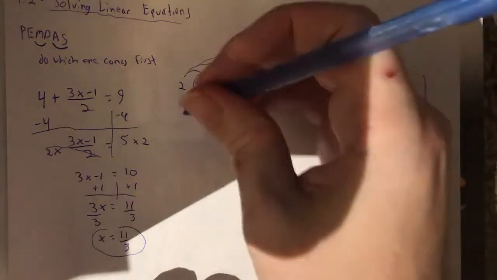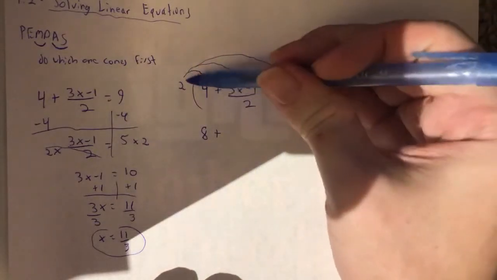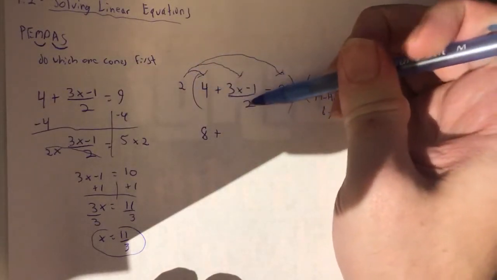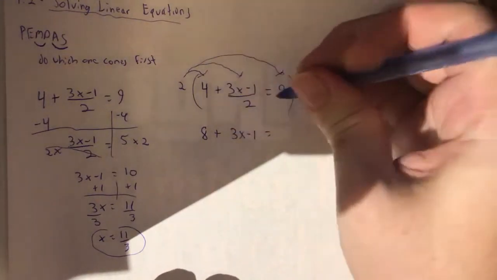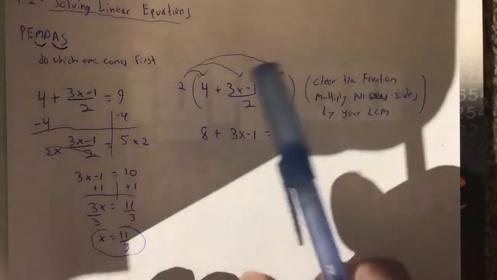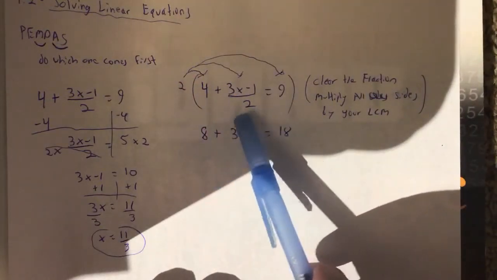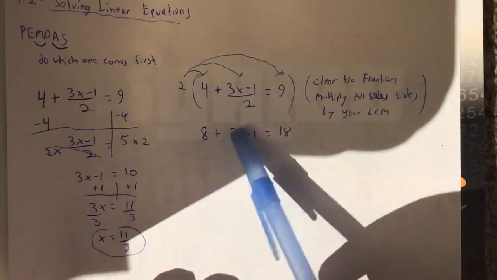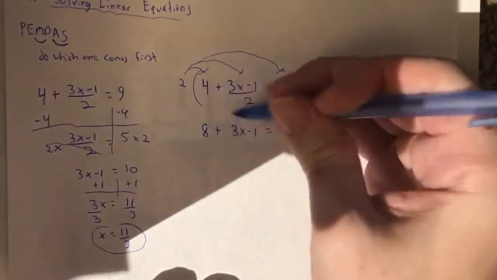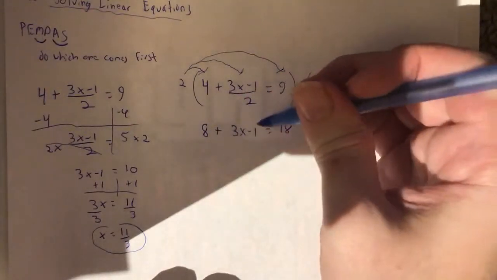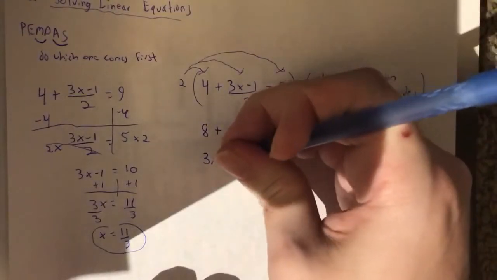So when I do that, it becomes 8 plus, and then 2 times the fraction. The 2 here cancels with the 2 in the denominator, so now I'm just left with 3x minus 1, and then 2 times 9 is 18. So when you multiply by the LCM, it clears out the fractions, and now you're just left with an equation without the fractions. Now I want to solve this. To solve, I'm going to first clean up the mess. I'm going to combine like terms. Nothing combines with the x pieces. 8 and negative 1 is 7.